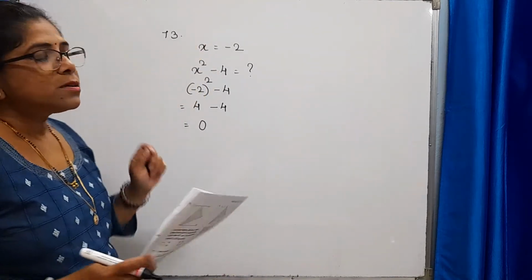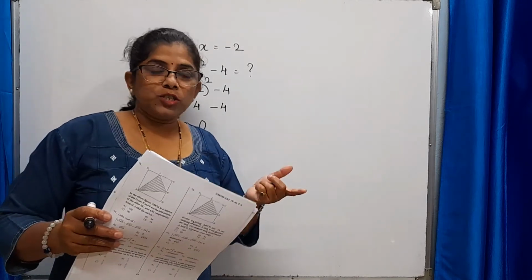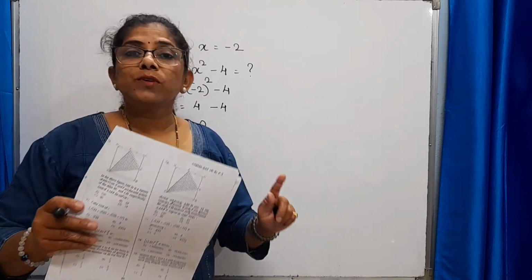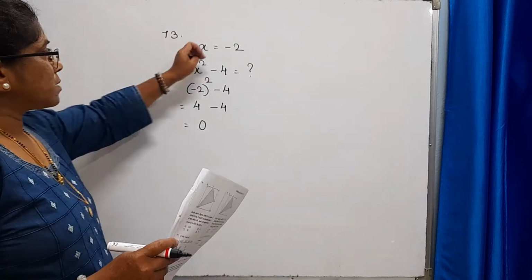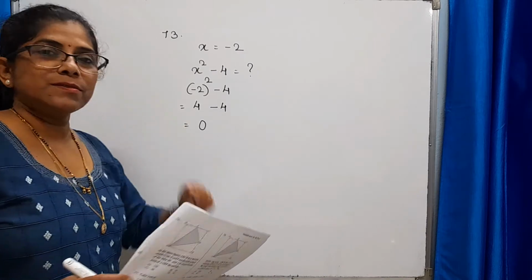X square. Square is never a negative number. Square of a positive or negative integer is always positive. So x square, that is minus 2 square, is 4. 4 minus 4, it's 0.